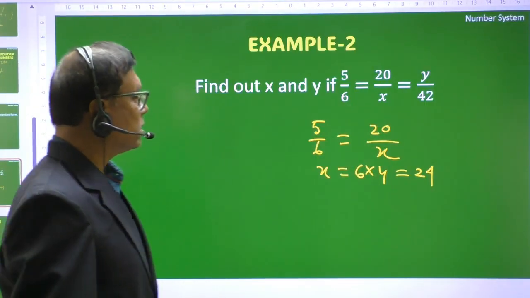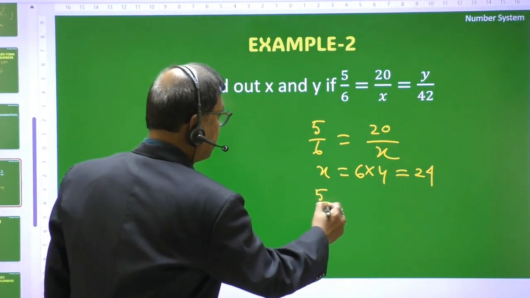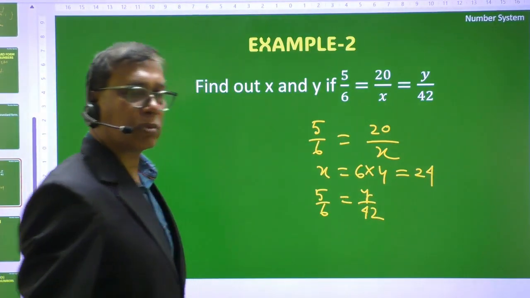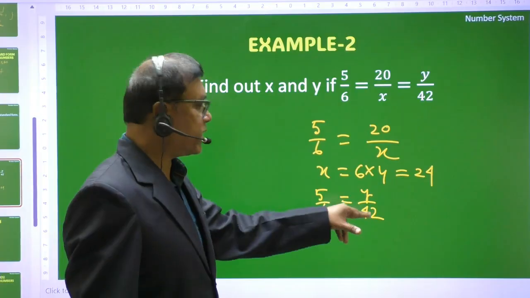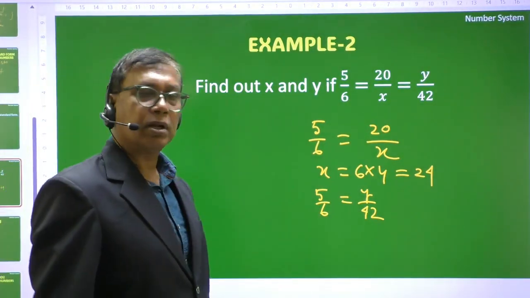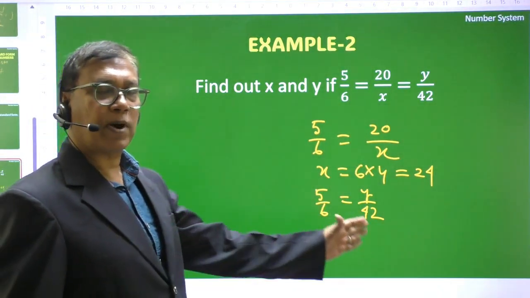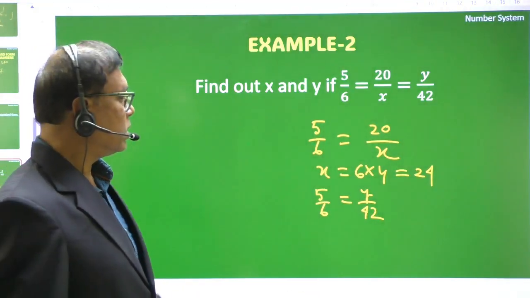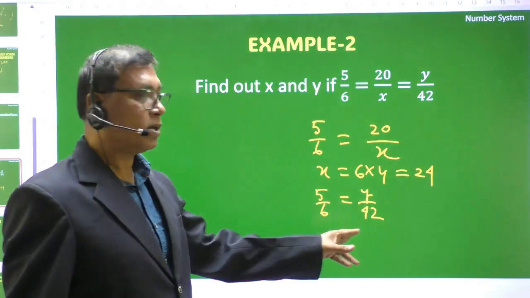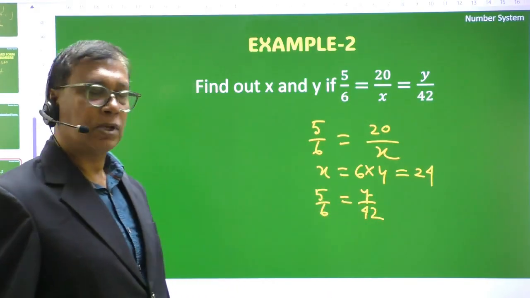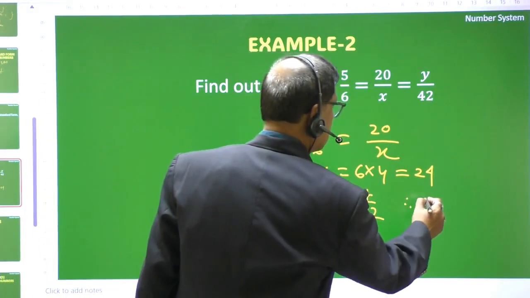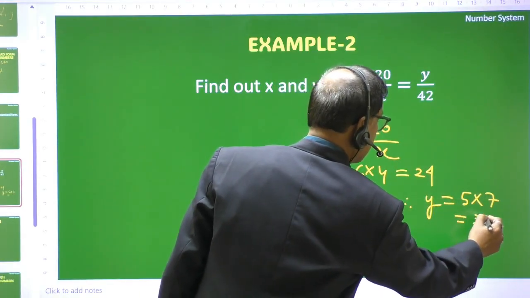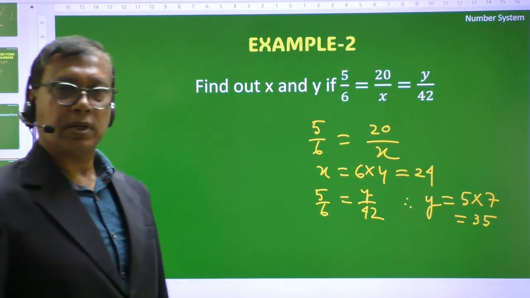Now y. 5 upon 6 equals y upon 42. See, 42 here and here 6. From 6 to 42, that means 6 multiplied by 7 is 42. So since 6 is multiplied by 7, 5 should be multiplied by 7. So 5 into 7 will give the value of y, that is 35. 35 will be the answer.